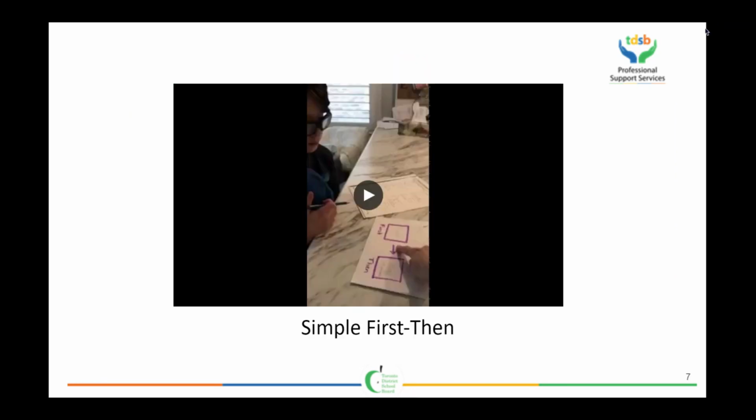Here is an example of a mother using a simple first-then visual to help her son know what is expected from him during work time. Math must be completed first, then there is a fun break activity, in this case, the use of an iPad. Notice that she wrote the words math and iPad in the first then squares. You can also draw a simple picture like numbers and a rectangle for an iPad if your child doesn't yet read.